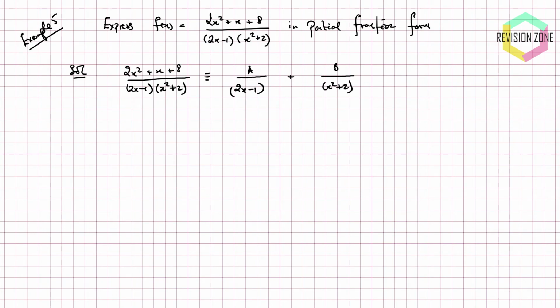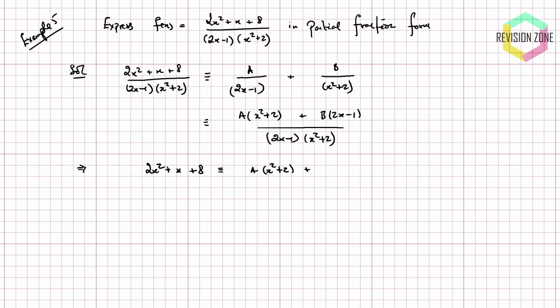Now you might say, hang on, I've got a quadratic here, so when I cross multiply, I should be able to get a quadratic, and so that should be fine. And let's try that. So we simply cross multiply, so we say that, and then b times 2x minus 1, and then the whole thing is over 2x minus 1 times x squared plus 2. And at this stage, we can say 2x squared plus x plus 8 is identical to a times x squared plus 2 plus b times 2x minus 1.